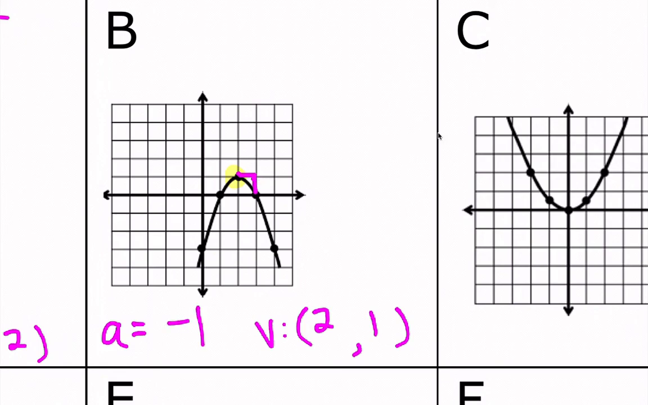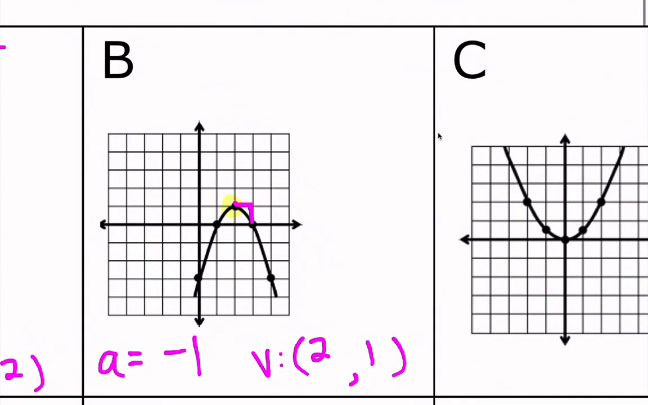So now I can write my equation. We always start with a, which is a negative 1. Open parentheses, x. We put the opposite of our x value of our vertex. So my x is a positive 2, so I'm going to put minus 2. Don't forget to square it. Your y of your vertex comes at the very end, so it's a positive 1.